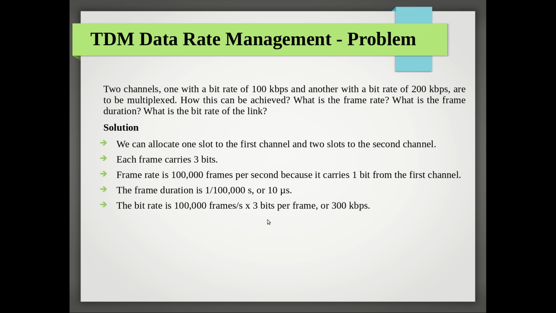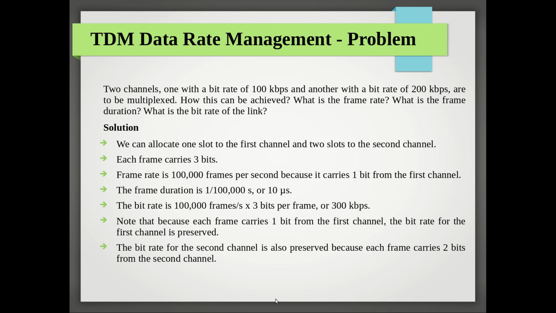Now as usual, for the bit rate, there are 1 lakh, or 100 into 1000, frames being generated per second. Each frame is carrying 3 bits, so the total bit rate of the outgoing link will be 1 lakh frames per second into 3 bits per frame. Together we get 3 lakh bits per second, or 300 kilobits per second, as the data rate of the outgoing link, which is just the combination of this 100 and 200. So that is our requirement, right?